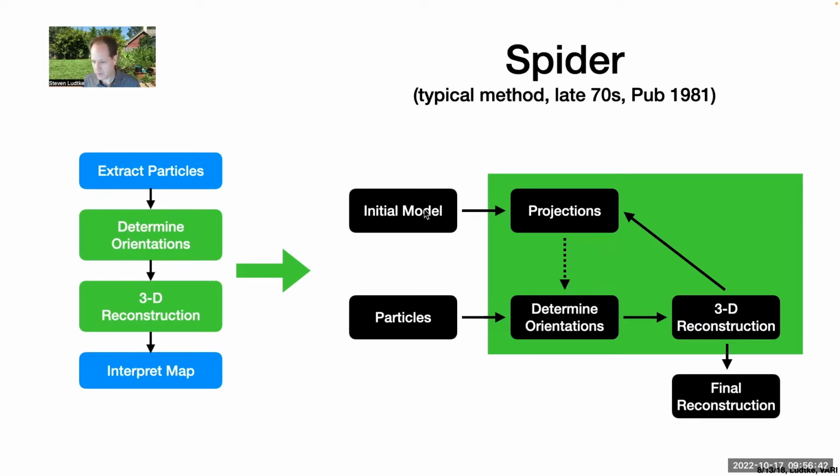You start out with some sort of initial model, you make projections, and determine the orientations using the projections of the boxed out particles. That gives you a 3D reconstruction. From the 3D reconstruction, you make new projections, redetermine the orientations, make a new reconstruction, and you just keep doing that process over and over again, maybe 10, 20, 30 times. And eventually you get out a 3D structure, which is hopefully the correct answer.